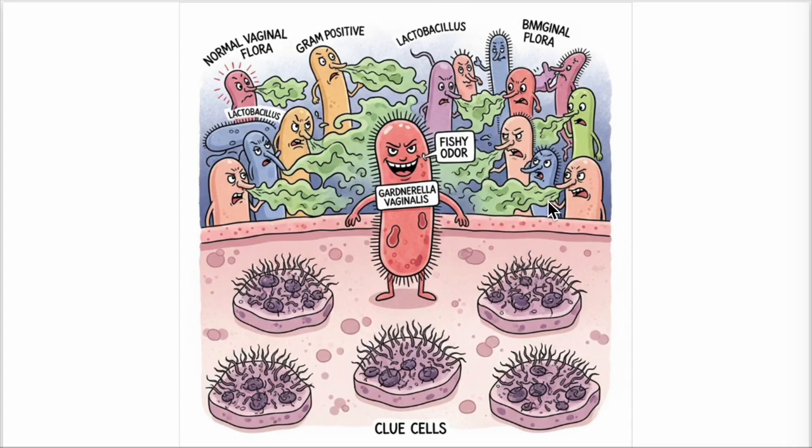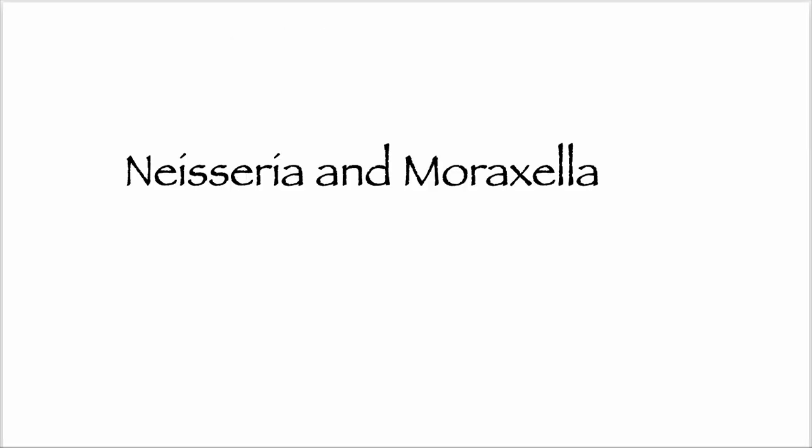And then they are also associated, under the microscope, with clue cells. These are epithelial cells covered in bacteria. Look at that bacteria just covering the epithelial cells. I think that's really all we need to know for Gardnerella. Let me make sure I said that right. Potassium hydroxide. Okay, moving on to Neisseria and Moraxella.